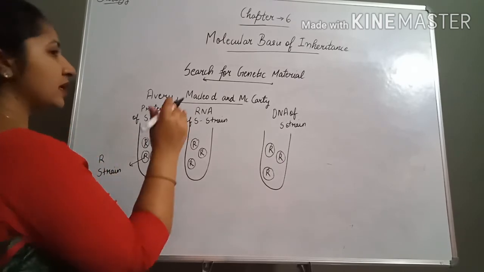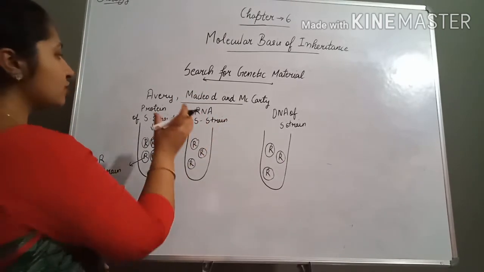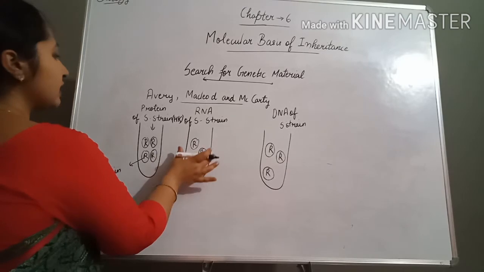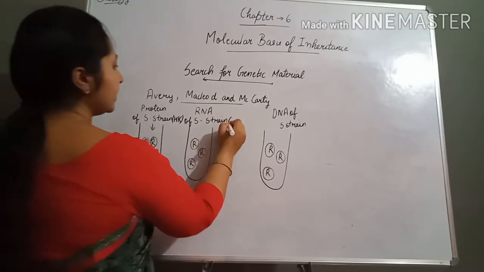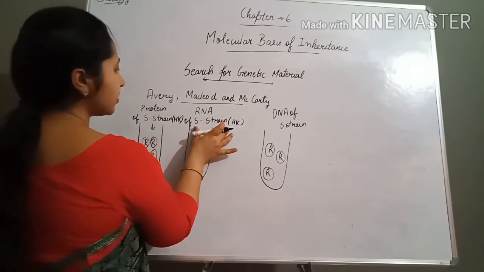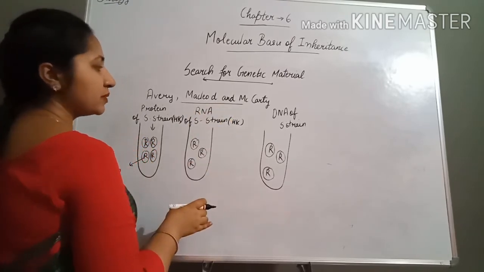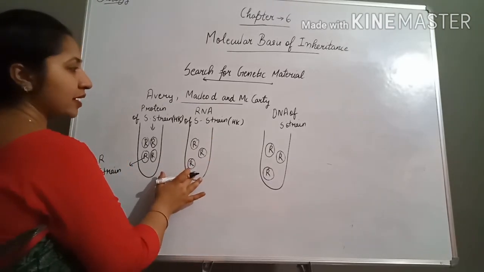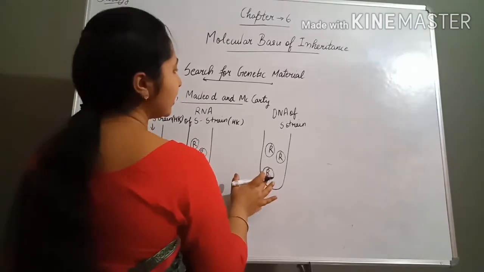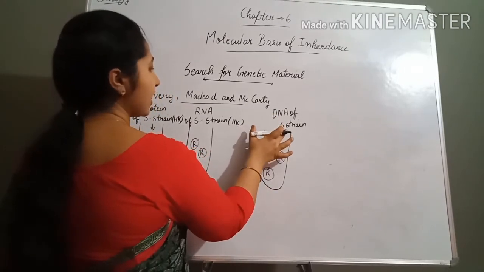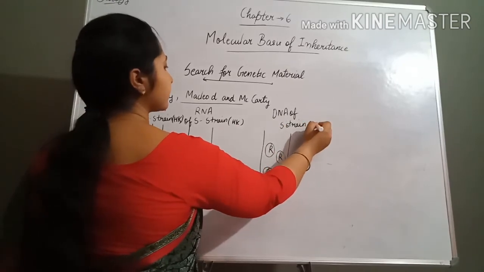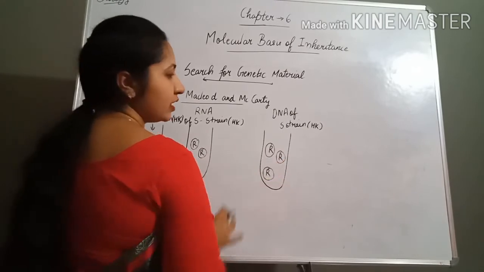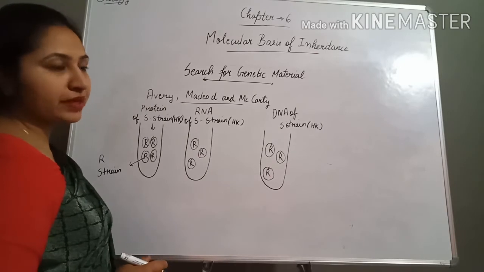The protein of the heat killed S strain was extracted and put into the first test tube. In the second test tube, also from the heat killed S strain, the RNA was extracted from the cell and added into the test tube containing the R type bacteria. And in the third, he took the DNA of the heat killed S strain and added it into the test tube containing the R type or rough strain of the bacteria.